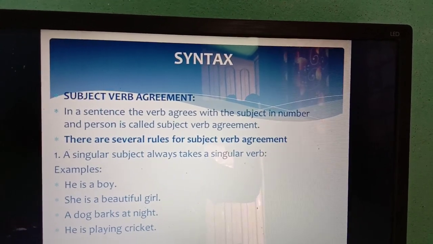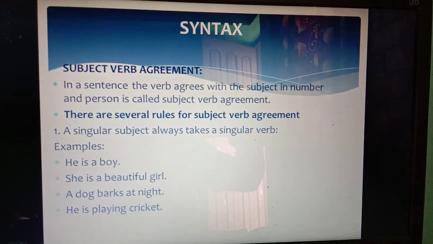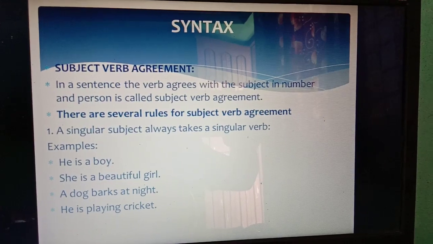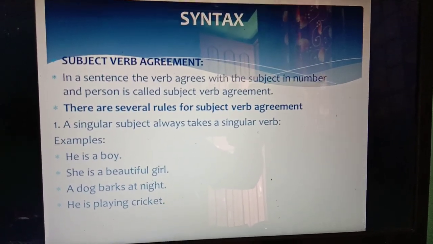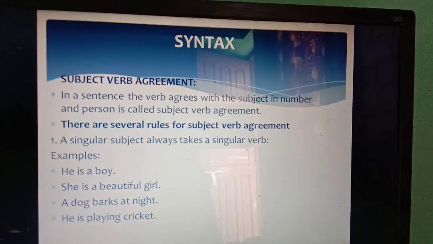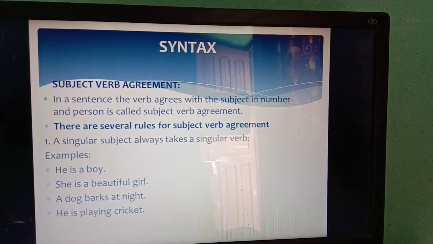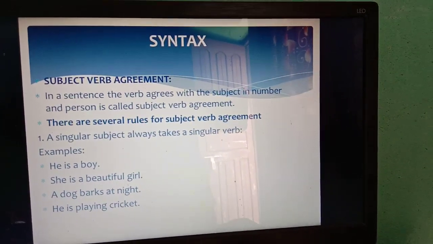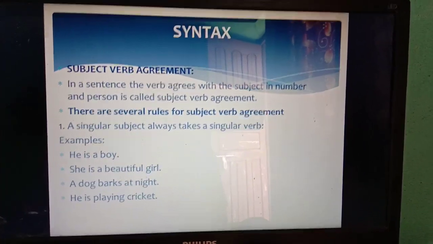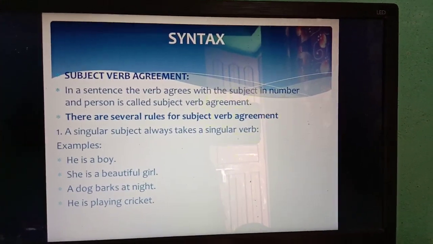The subject is the one who performs the action of the sentence. For example, Lata sings a song. Lata is the subject and is the one performing the action of singing. He works in the garden. So he is a subject who is performing the action of working in the garden. So this is the subject.